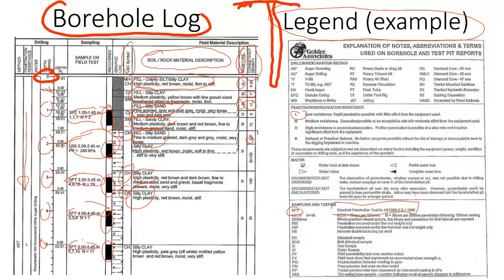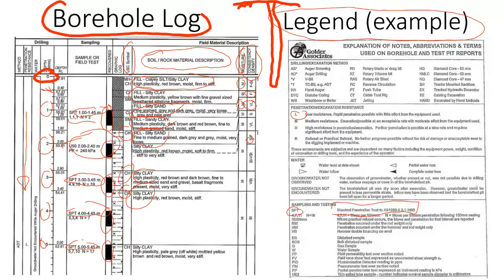Okay, so in this case, that number which says N equal to, for example, 19 or N equal to 7, that's for 30 centimeters because you have two numbers, you put them together, the last two numbers, so that's for 15 centimeters and 15 centimeters. So it will be for 30 centimeters, not for 45, because we don't count the first 15 centimeters. That soil is disturbed due to the drilling process.